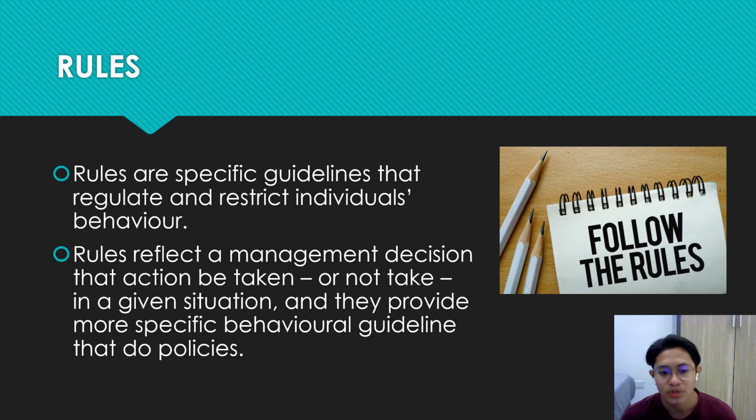Last but not least, rules are specific guidelines that regulate and restrict individuals' behavior. They are like procedures in that they guide action and typically allow no discretion in their application. Rules reflect a management decision that action can be taken or not taken in each situation, and they provide more specific behavioral guidelines than policies do.